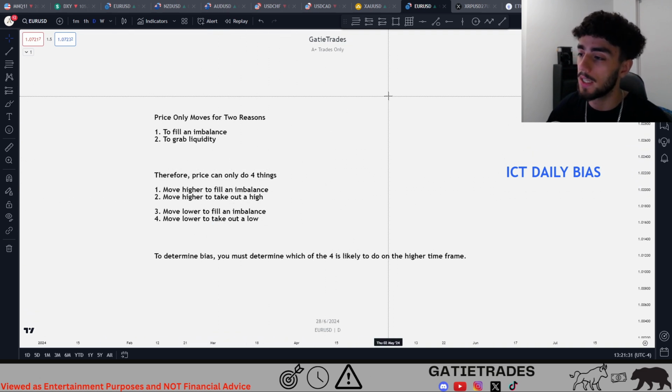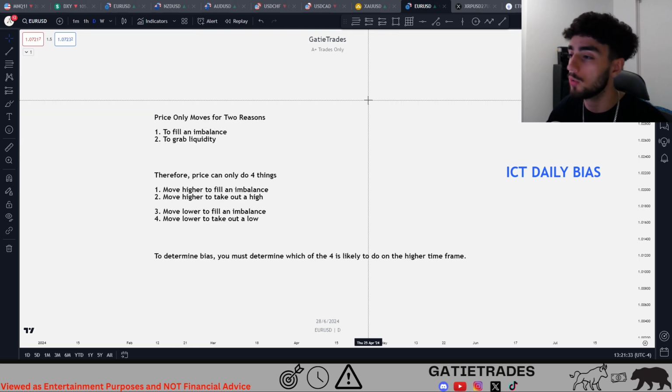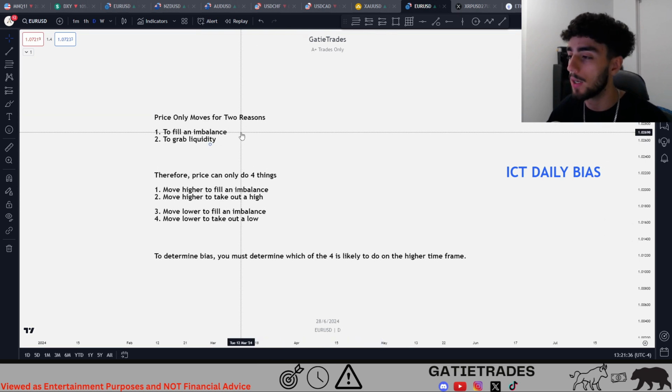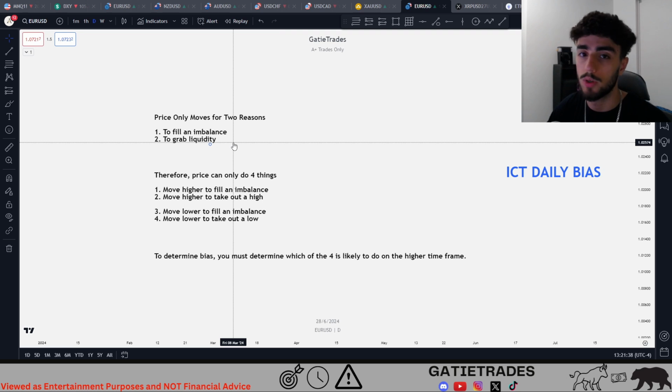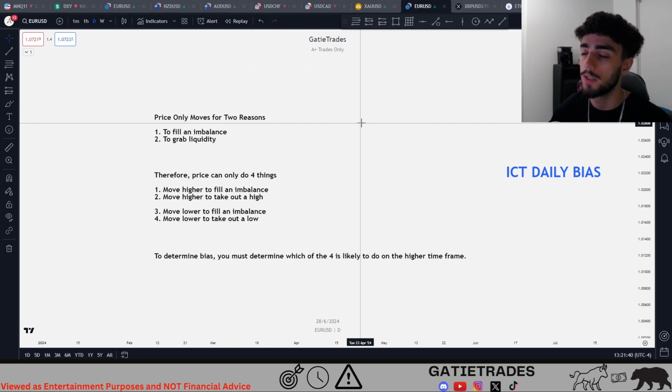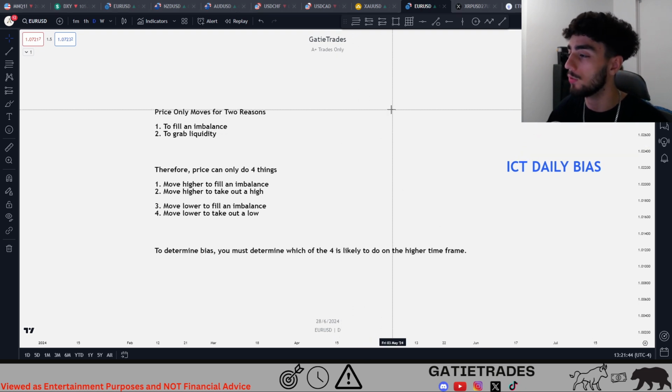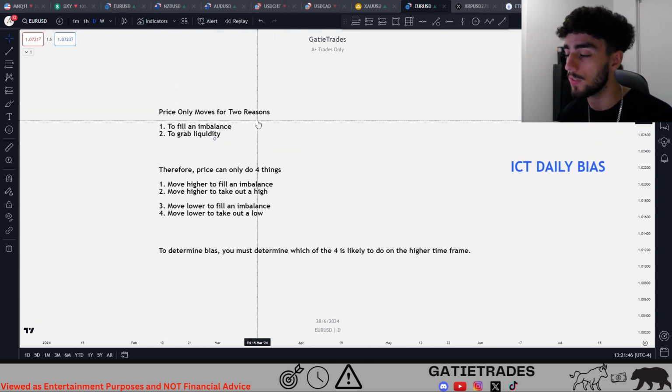So you need to understand that first, price can only move for two reasons. The first reason is to fill an imbalance. The second reason is to grab liquidity, right? Internal or external range liquidity are the only things price can reach for. You should know this if you trade ICT. If you're new, then, well, congratulations, you just figured it out.